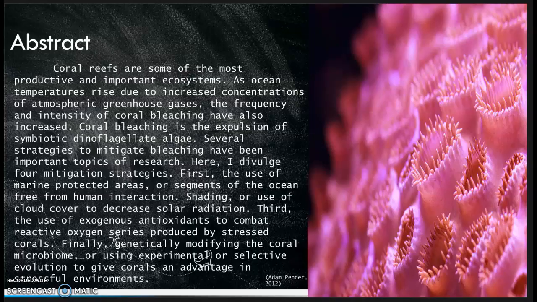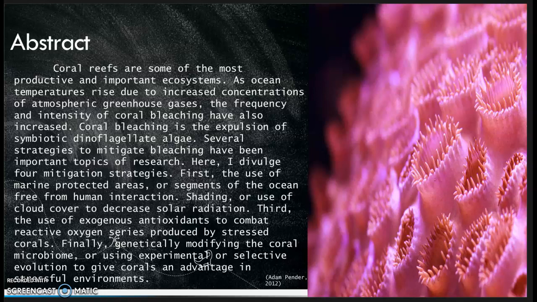Alright, just to get started, a little summary information. Coral reefs are some of the most productive and important ecosystems on the planet. As temperatures rise in our oceans due to increased concentrations of atmospheric greenhouse gases, the frequency and intensity of coral bleaching has also increased. Coral bleaching is the expulsion of symbiotic algae that live within the coral and provide their color as well as their food.